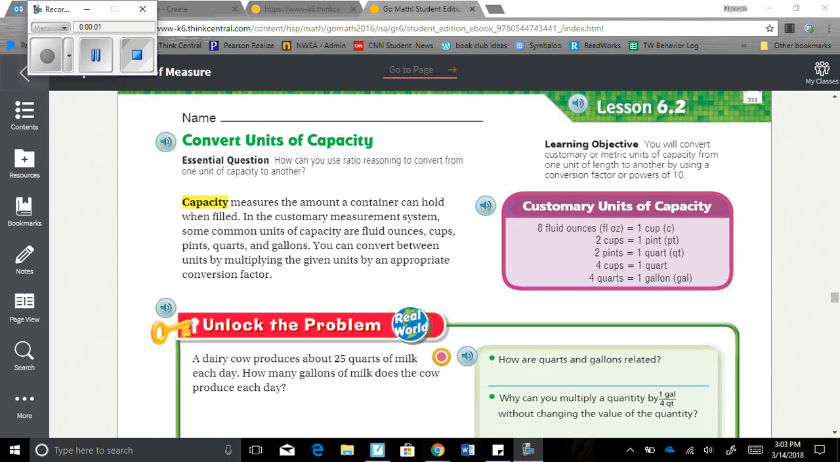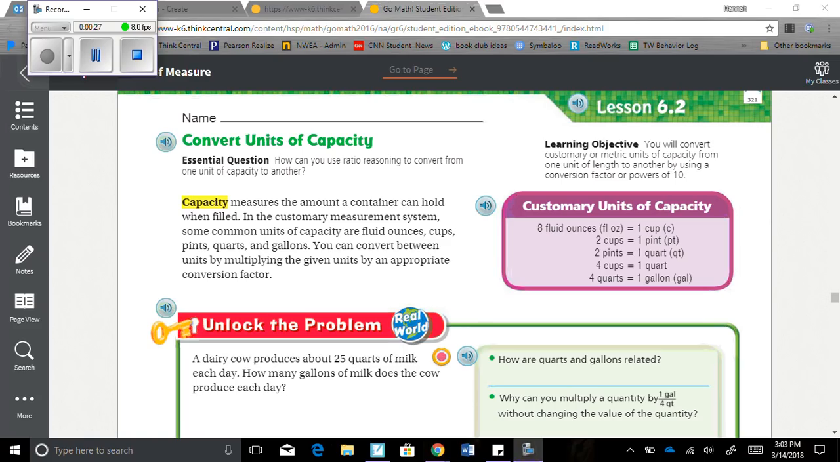Chapter 6, Lesson 2, Convert Units of Capacity. Our learning objective is you will convert customary or metric units of capacity from one unit to another by using a conversion factor or powers of 10. Our essential question is, how can you use ratio reasoning to convert from one unit of capacity to another?